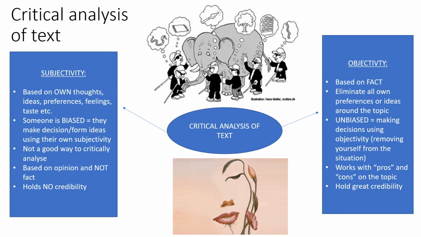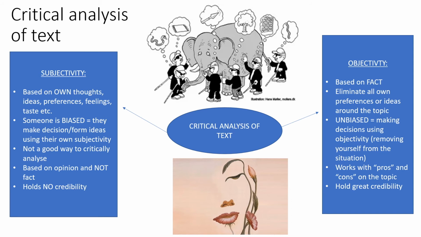Then we get objectivity. This is based on fact. You need to eliminate all your preferences or ideas around the topic. When you are unbiased, it means you're making a decision using objectivity, removing yourself from a situation. You can work with the pros and the cons on a topic, and it also holds great credibility.